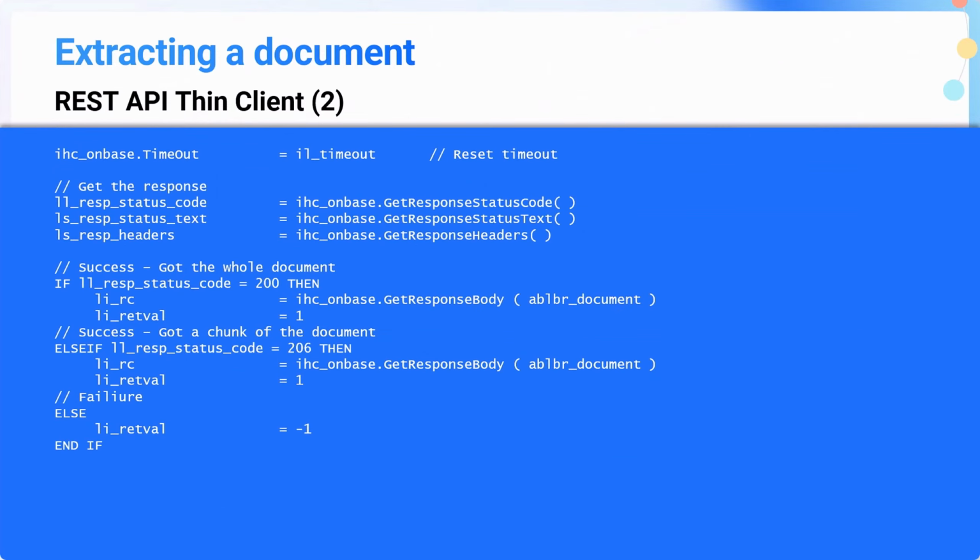The result of the get document call is a blob that is then saved in another client routine to the target location. If the response code is 200, that means we got the whole document. 206 means we got a chunk.